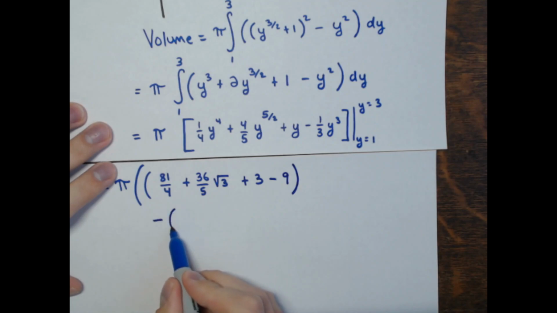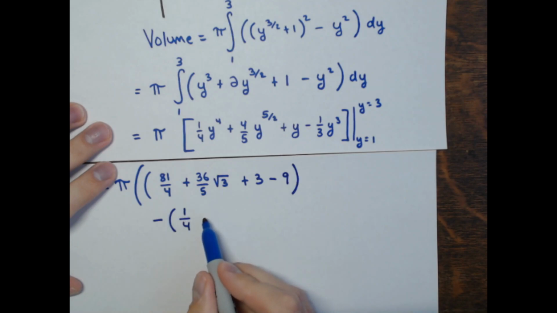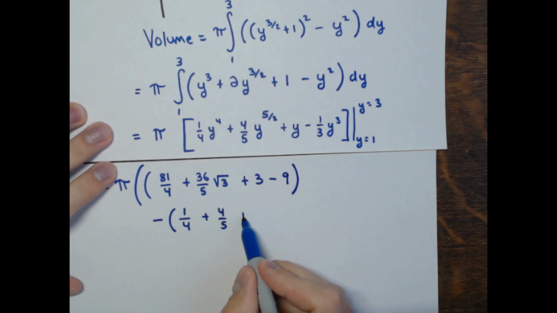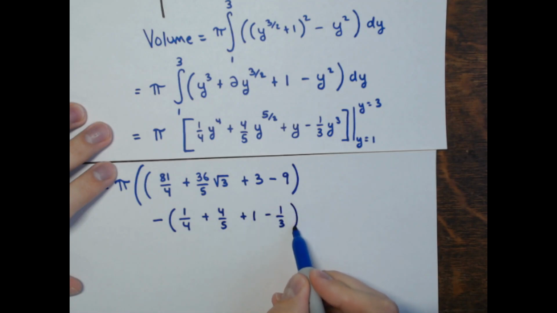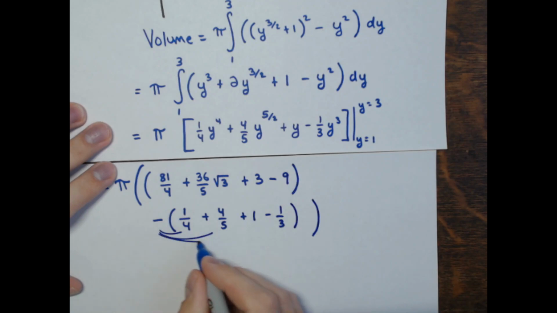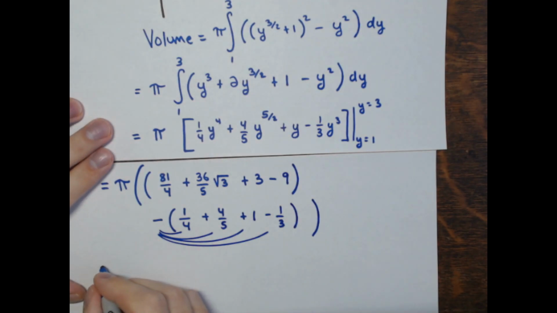Then I'm taking away the value at 1, which is just, everything has just a coefficient here, minus 1/4. Then we'll subtract 4/5. I got plus 4/5 here, and then plus 1 minus 1/3. All right, and if I were to distribute the negative here, I'm sure you can type this in and it would give it to you, but I'm going to do this.